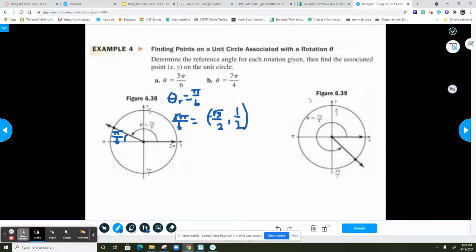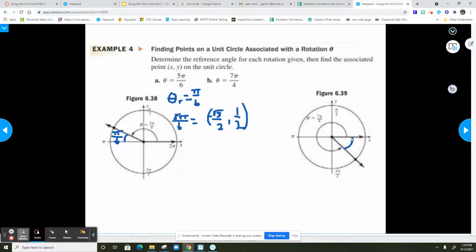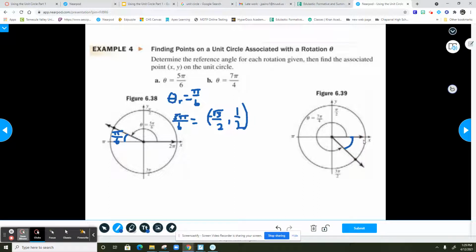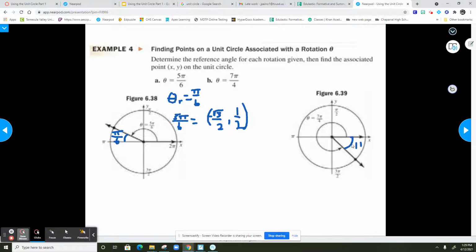And then coming over here, 7 pi 4ths. What is this angle right here? How much is left? We want to get to 2 pi, all the way around the circle. So 2 pi minus 7 pi 4ths is just pi 4ths. Remember, 2 pi is 8 pi 4ths, so we're just missing 1 there. That's my reference angle. The reference angle is pi fourths.